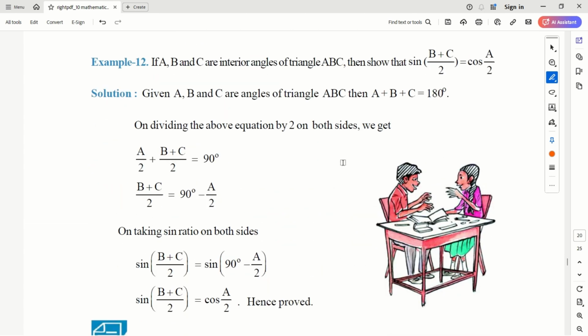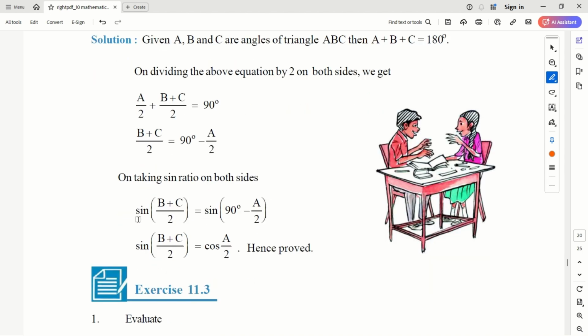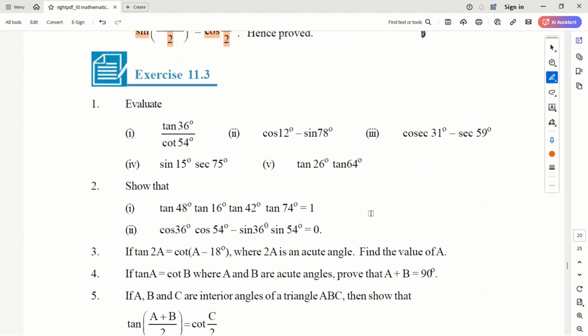Next. If A, B, C are interior angles of triangle ABC, then show that sin of (B + C) by 2 equals cos A by 2. Given that A, B, C are angles of triangle ABC, A plus B plus C is 180 degrees. Divide it by 2: A by 2 plus (B + C) by 2 equals 90 degrees. So (B + C) by 2 equals 90 minus A by 2. So (B + C) by 2 and A by 2 are complementary. Once you know that they are complementary, it's very easy to tell this value. Hence proved. Let's do exercise 11.3.